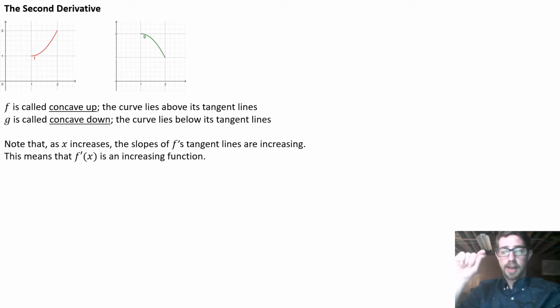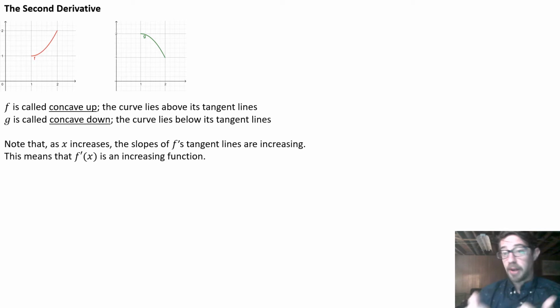So f prime of x is an increasing function. f prime is another function. The derivative is some other function. And since the slopes of the tangent lines are getting bigger, that means that f prime is increasing. So again, that's not because f is increasing, that's because f is essentially getting steeper, or you can think about it as f is speeding up. If f is speeding up, then the derivative is an increasing function.